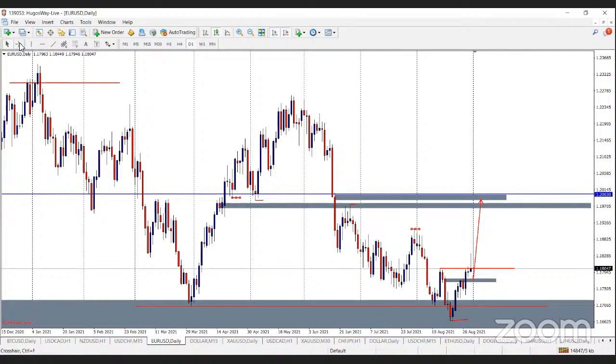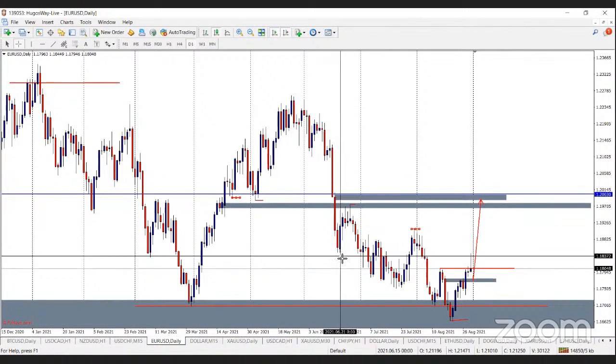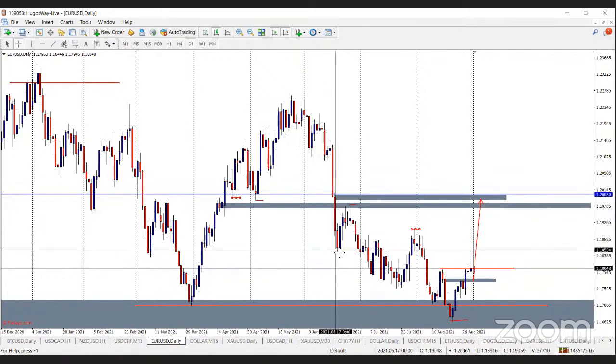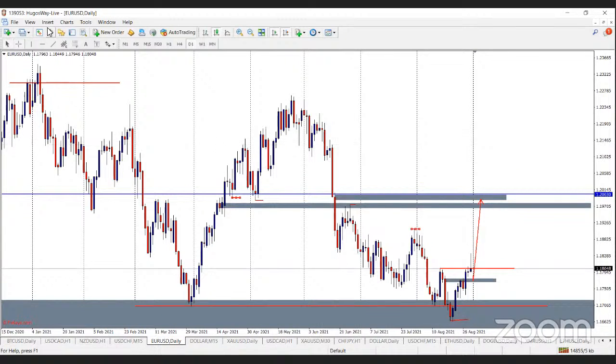Now I want you guys to observe the price action here carefully. When the price was given this initial short, we had a very strong piece of price action. So if these are 3 days here, in 3 days, the price dropped by 286.4 pips.